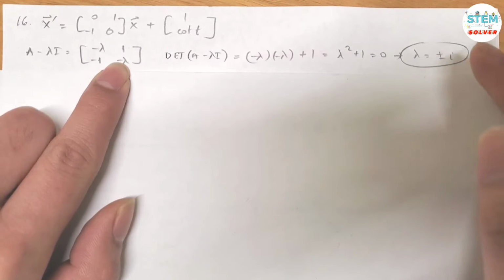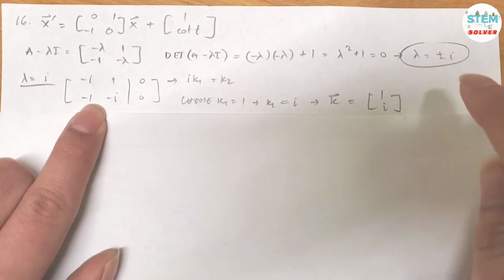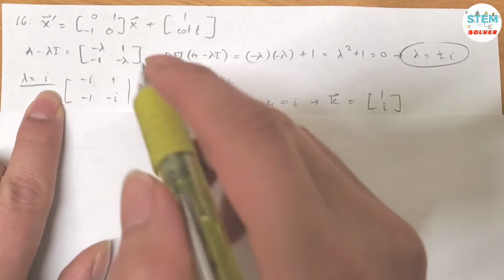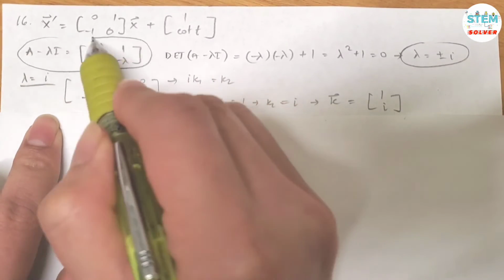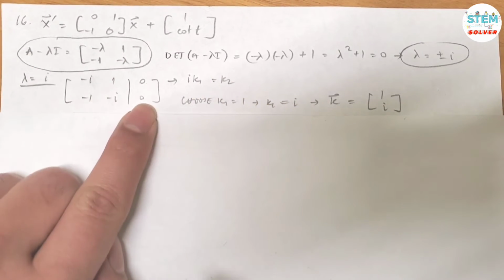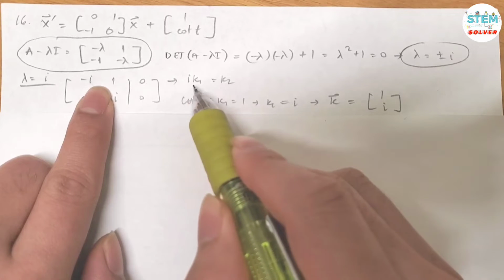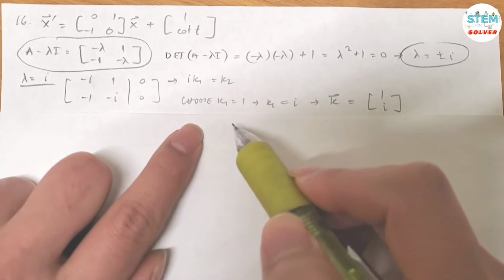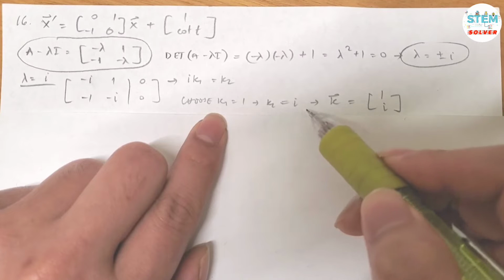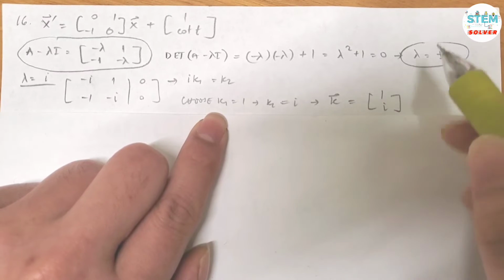positive negative i for lambda. Use lambda equals i. Plug it into here. That gives you this matrix augmented with 0. From your first equation, you know that i k1 is equal to k2. If I choose k1 to be 1, then k2 is i and my vector k is (1, i).